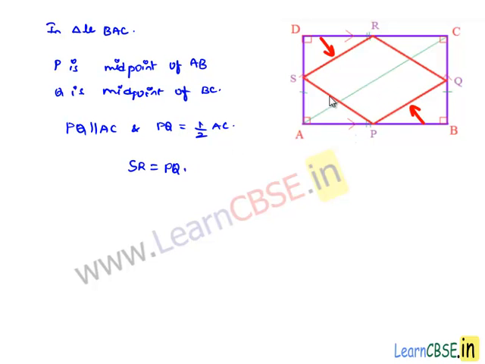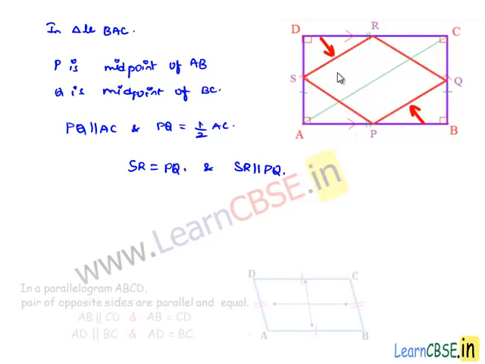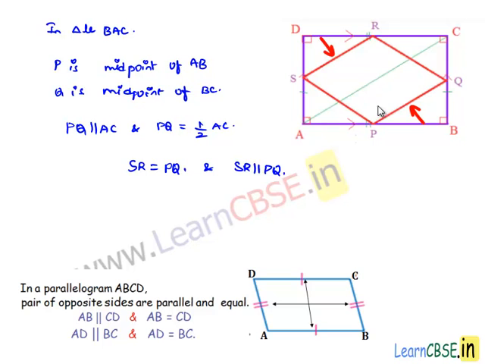Now in quadrilateral PQRS, two opposite sides are equal and here we get another condition, that is SR is also parallel to PQ. Now in the quadrilateral PQRS, we got the condition that opposite sides are parallel and equal. So we can say PQRS is now a parallelogram.